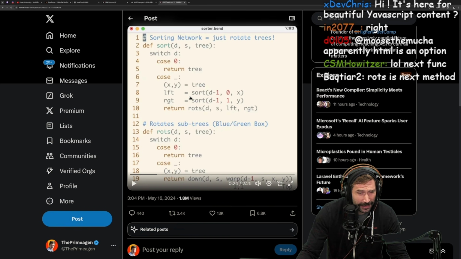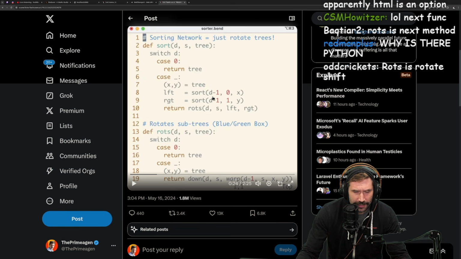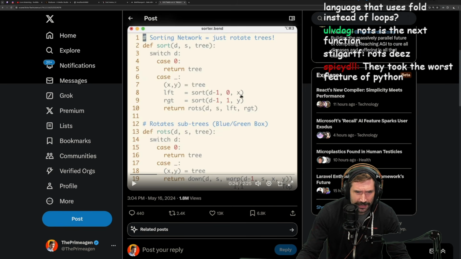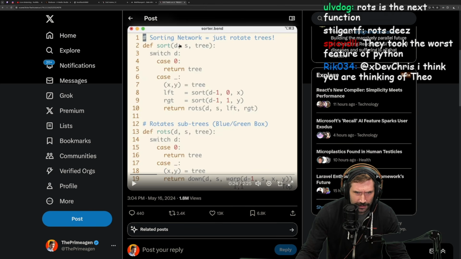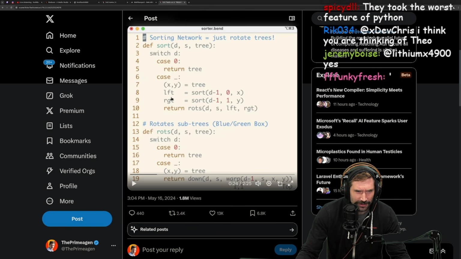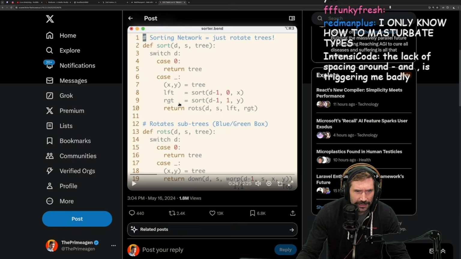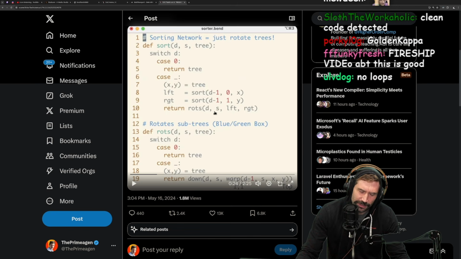So this is a binary tree. Left is sort depth -1. Okay, so we're starting from the bottom. With X. S is 0. I don't know what S is. Where is S even used here? Oh, S must be used in this rots. Right is D -1. Okay, I don't quite.